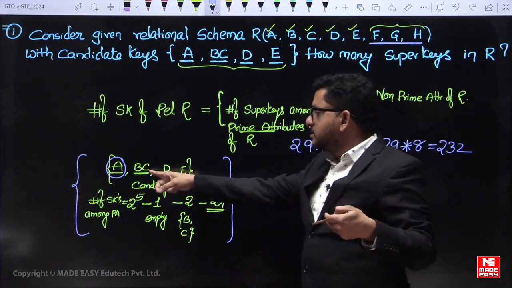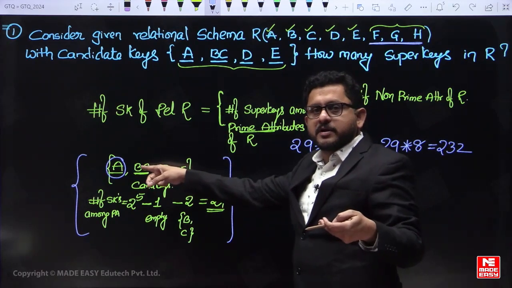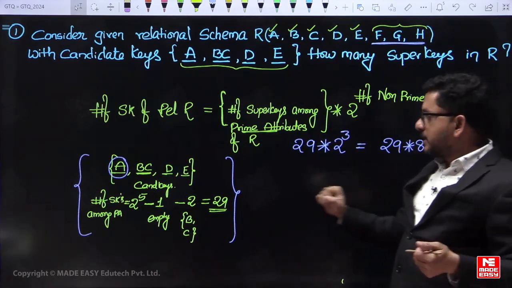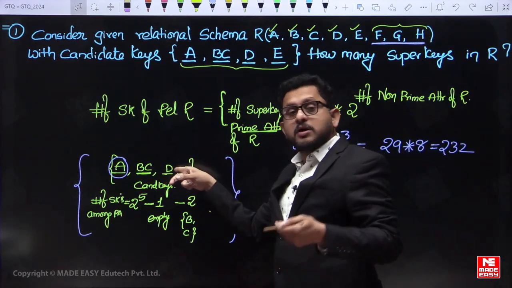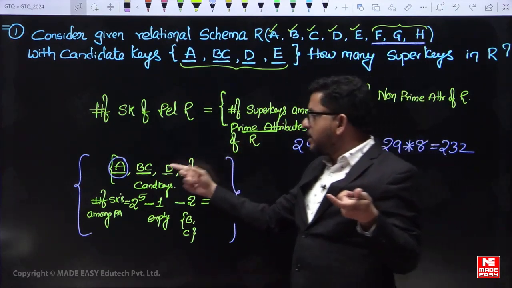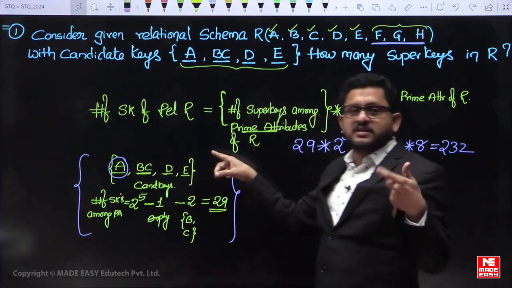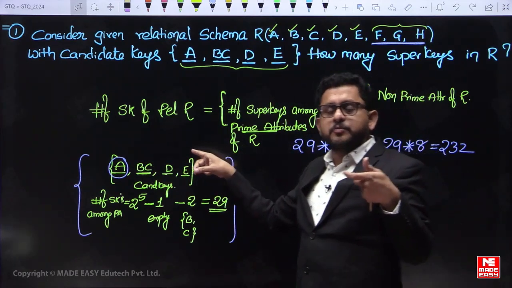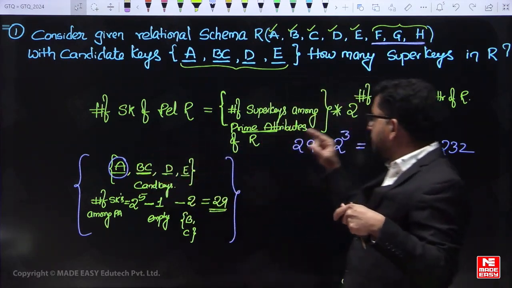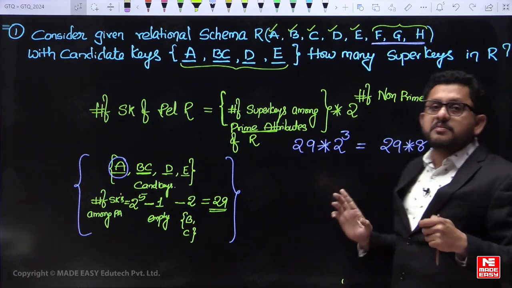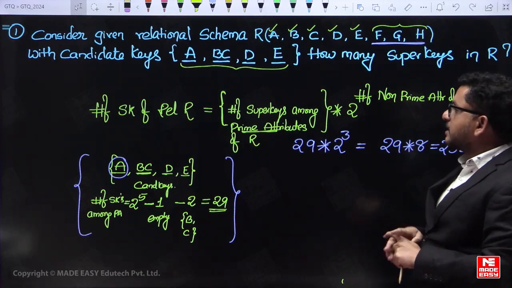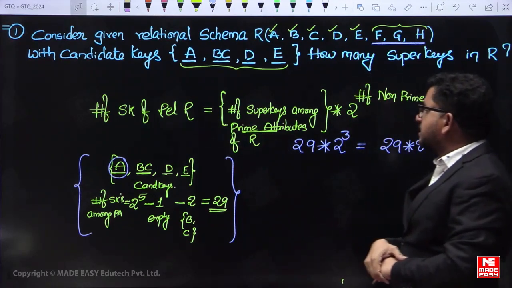For example, BC is one of the super keys among the prime attributes. BC combined with any subset of other attributes is also a super key. For example, AD is also one of the super keys. AD combined is not a candidate key, and not only AD, but AB, AC, AD, AE, like that. These 2 attributes are super keys. AB is one super key, and AB combined with any subset of non-prime attributes is also a super key. Is this clear?